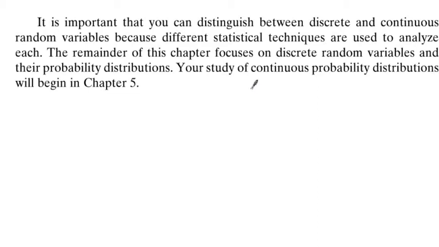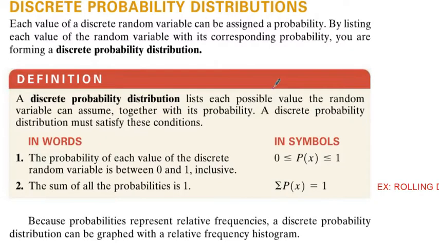All right, so before I show you example 2, I just want to mention with this particular chapter, most everything in this chapter is going to involve discrete random variables, meaning things that we can count. We'll start talking about continuous variables in chapter 5. Okay, so just so you have that in the back of your mind.